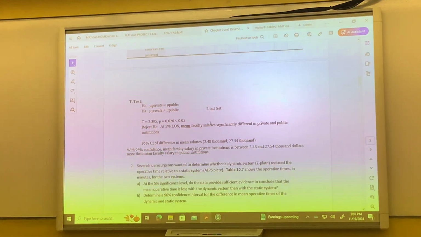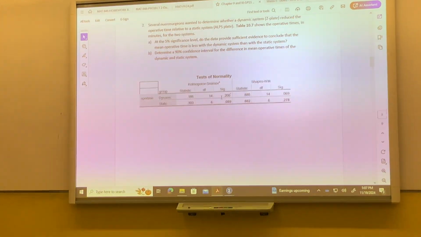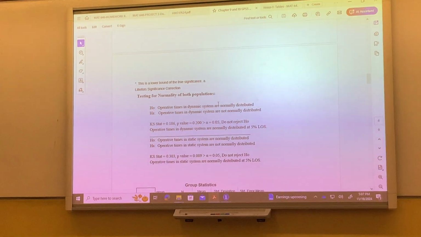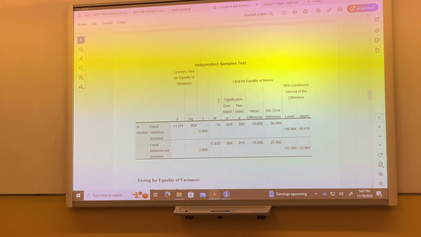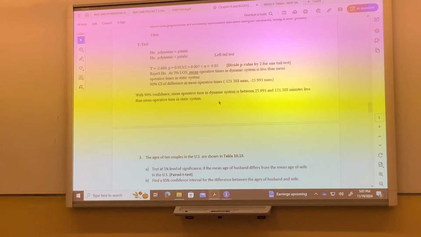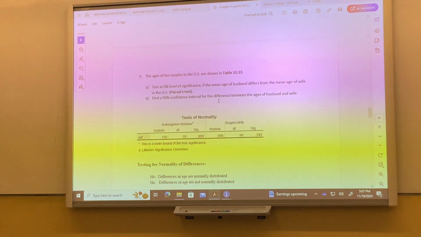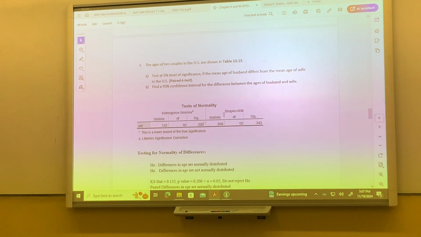This is the third question. First and second we did last time. This is the third one. This one, the one I just copied and pasted. So see differences over here.